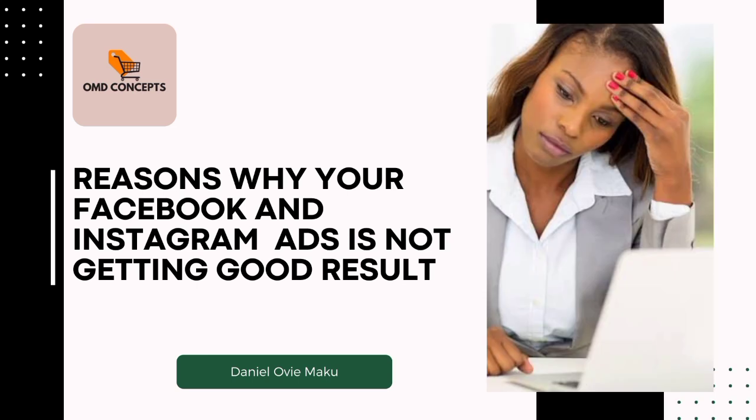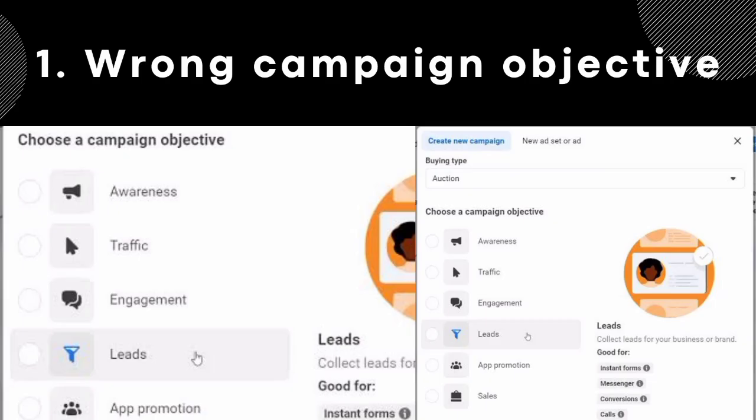So I want to show you why you are not getting results from your Facebook and Instagram ads. The first thing is wrong campaign objective. Now we have so many campaign objectives in Facebook and Instagram ads, whether you are running it for yourself or someone else is running it for you. We have the leads campaign, traffic, engagement, sales, brand awareness, and so on.